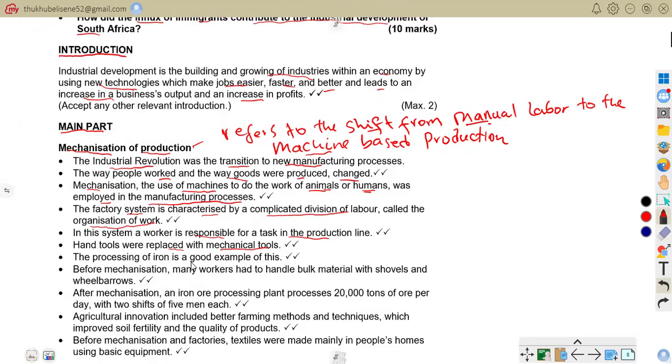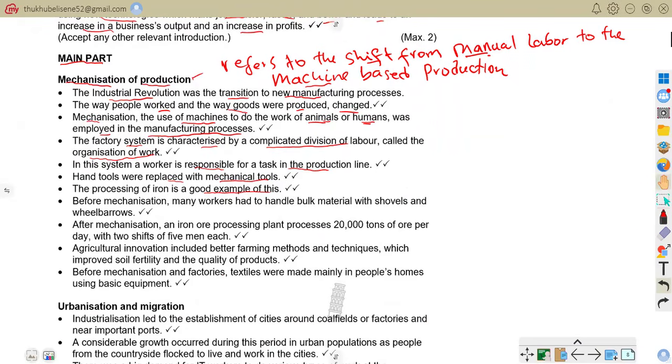The processing of iron is a good example of this. Before mechanization, many workers had to handle bulk material with shovels and wheelbarrows. After mechanization, an iron ore processing plant processes 20,000 tons of ore per day with 2 shifts of 5 men each. Say, with only a few laborers, they were able to produce what?